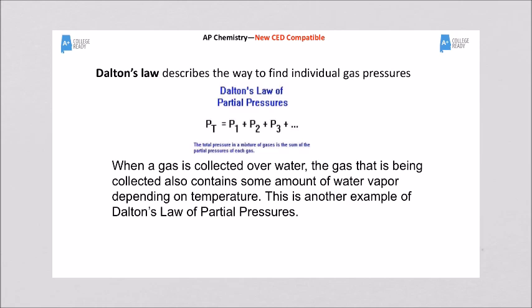All right, here's Dalton's law. Again, we're talking about individual gas pressures. So in a mixture, we call those individual pressures partial pressures. And this is probably the easiest formula. We just add up the individual partial pressures of gases, and that's what gives us the total.